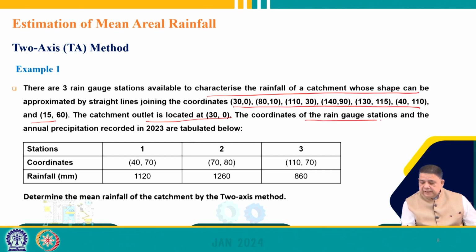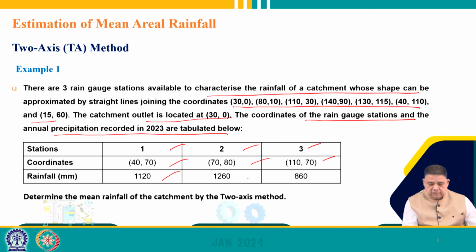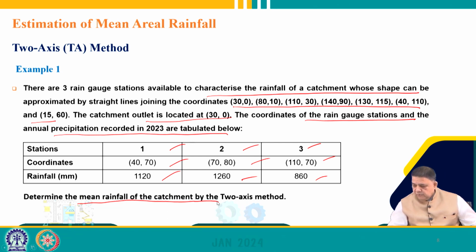The coordinates of rain gauge stations and the annual precipitation recorded in 2023 are tabulated below. So, there are 3 rain gauge stations, these are their locations and these are the annual rainfalls recorded in the stations. Determine the mean rainfall of the catchment by the two-axis method, that is what we have to do.